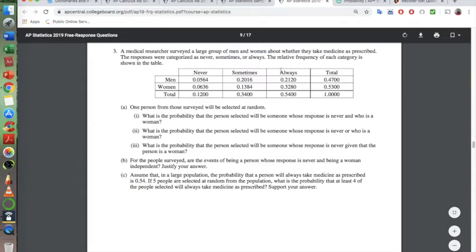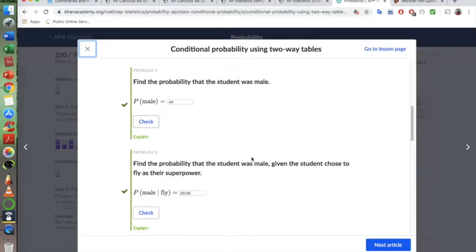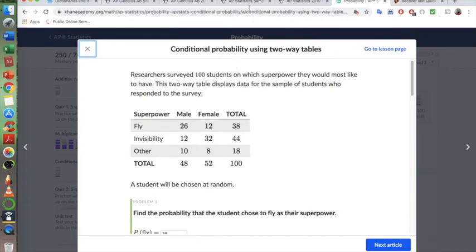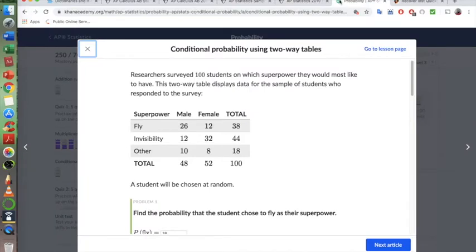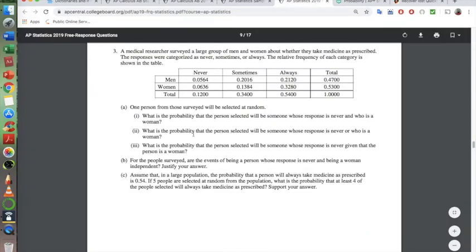Here we've got that same two-way table. In this case, we've got the probabilities, whereas in the Khan Academy example, we had the integer numbers of participants in the survey, I suppose it would have been. It's basically the same thing. We're going to take table values and calculate probabilities using those.